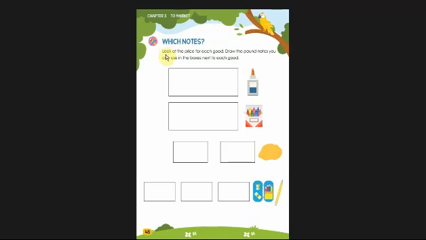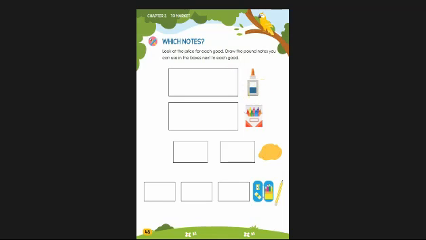Let's read. Look at the price for each good. Draw the pound notes you can use in the boxes next to each good. So we're gonna go back to page 46 and see the price for each one here. The first one here is glue. You go back to page 46 and see how much the glue is.